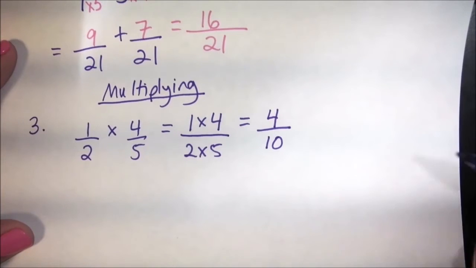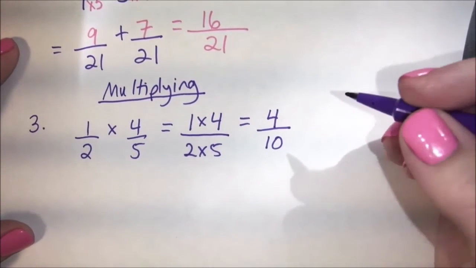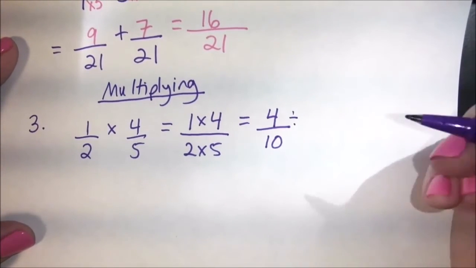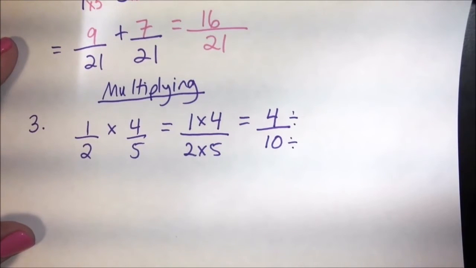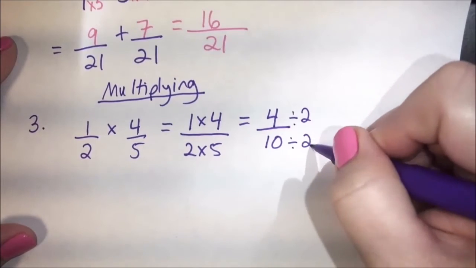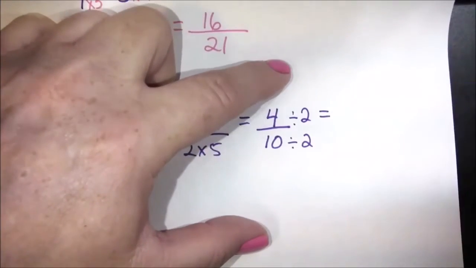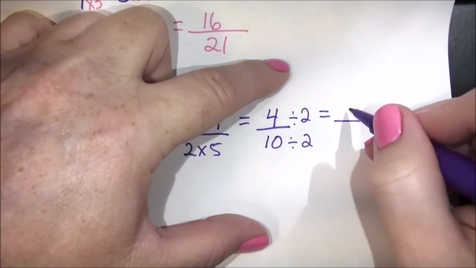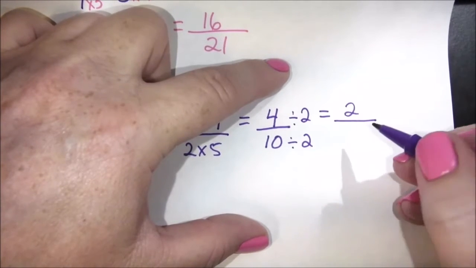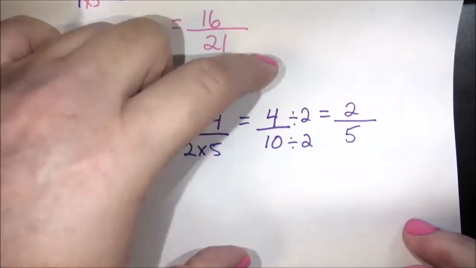Now, you'll always have to reduce your fractions. It's pretty rare that they leave it unreduced. So we divide the top and bottom by a number that divides evenly into both without giving any decimals. We can divide them both by 2. They both are even numbers, so they divide by 2 evenly. 4 divided by 2 is 2, and 10 divided by 2 is 5. So our answer would be 2/5.